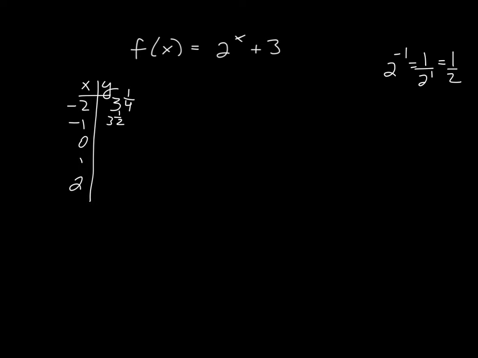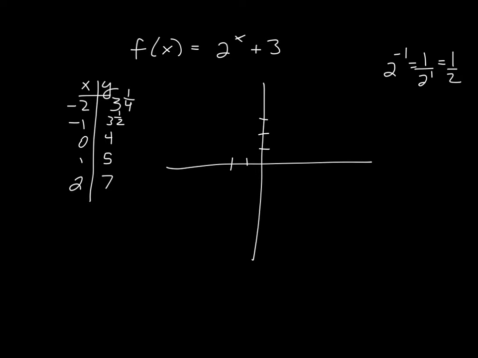And then that's it for fractions on this, because if I put a 0 in there, any number to the power of 0 is 1. And 1 + 3 is 4. And then 2 to the 1 is 2, but 2 + 3 is 5. And 2 squared is 4. 4 + 3, 7. Make a graph.